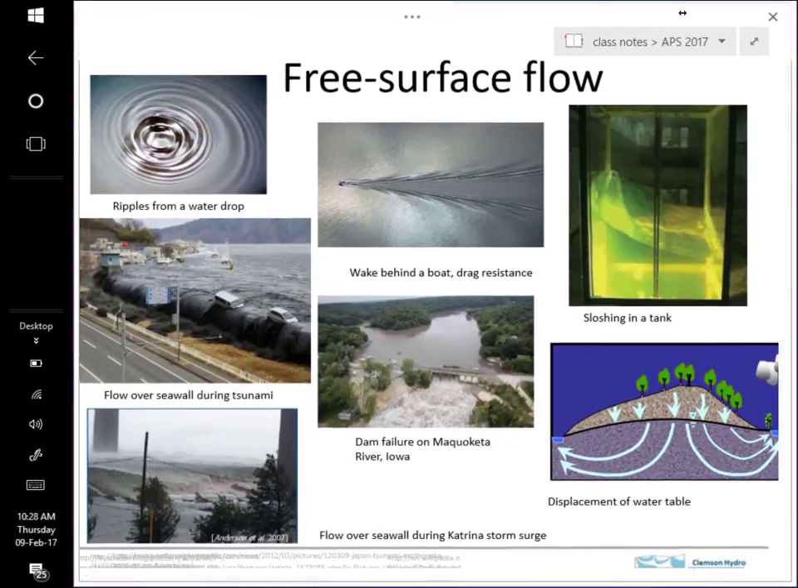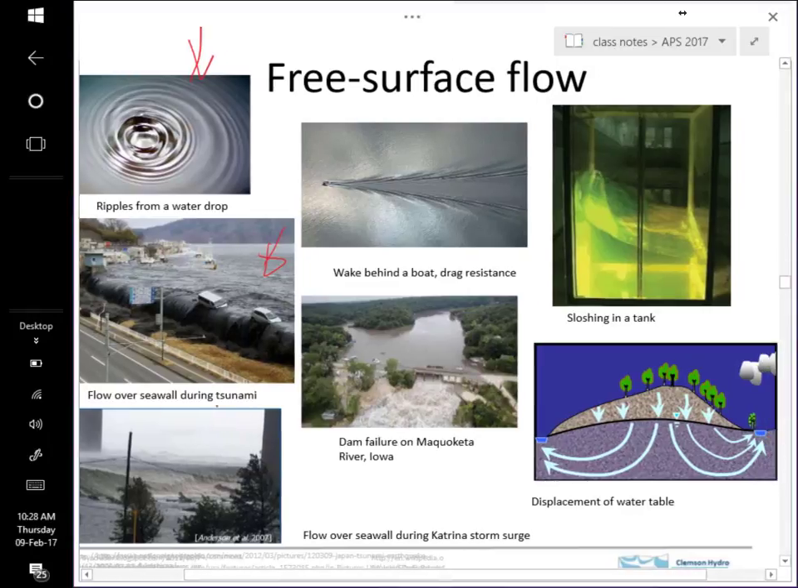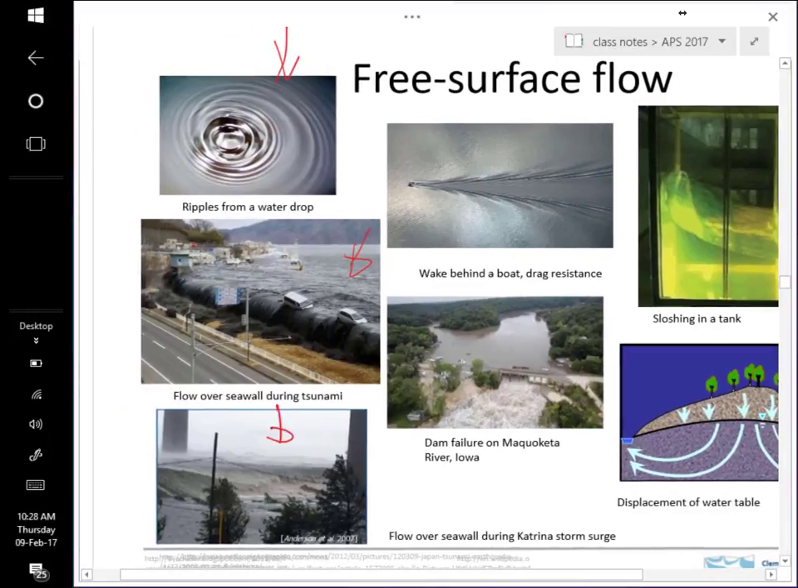Okay, so here are some examples of free surface flow. We saw that one, I guess. There are a variety of others drawn from surface water hydrology. This is a favorite of mine. I don't know, you guys remember seeing that back in the day where the tsunami went over the seawall at Fukushima. And then here's another pretty amazing photo. This is during Hurricane Katrina. The storm surge is going over one of the seawalls in New Orleans.